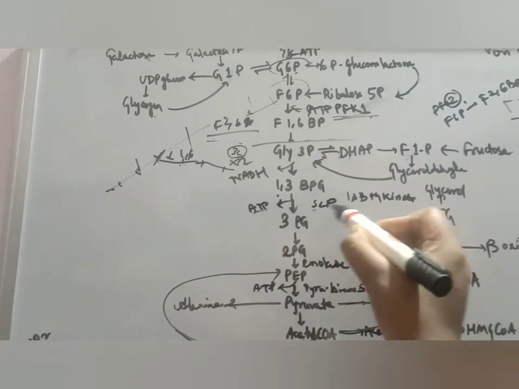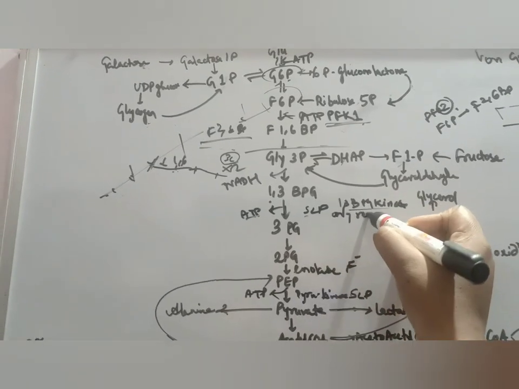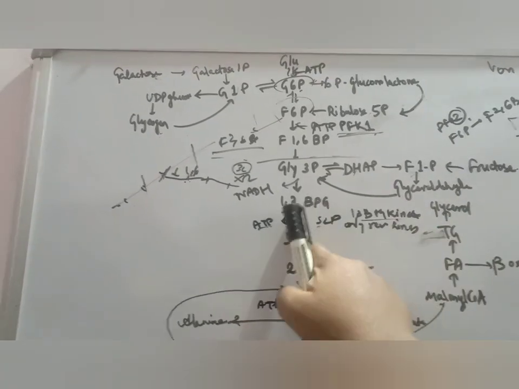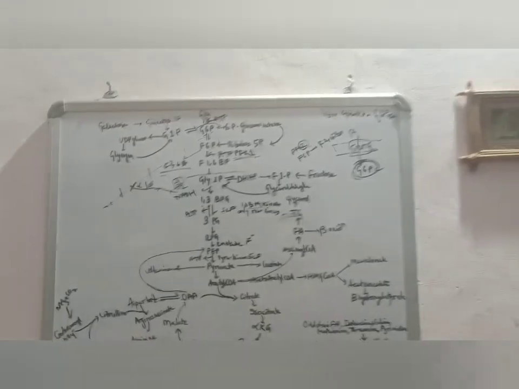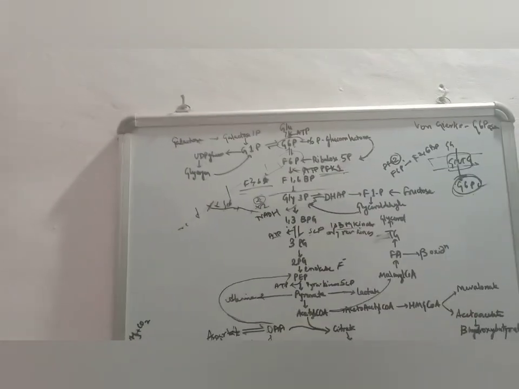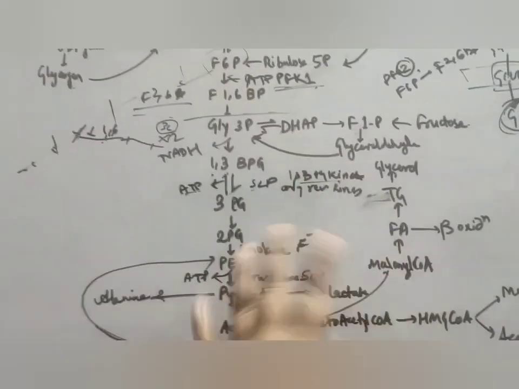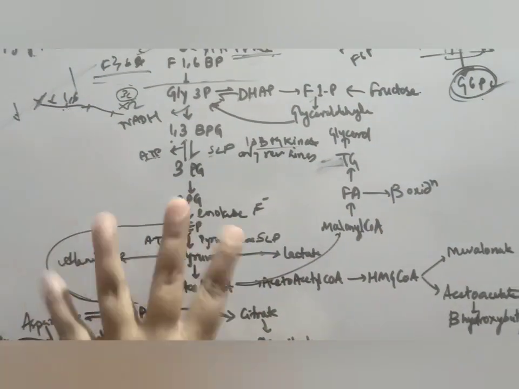Why did I tell you about this enzyme? Because this is the only reversible kinase. Usually kinases are not reversible, that means once you add a phosphate or remove a phosphate, it's forever, it can't come back. So 1,3-BPG kinase is the only reversible kinase. That is the only reason I'm writing the name of the enzyme here. This is fluoride, and so on.